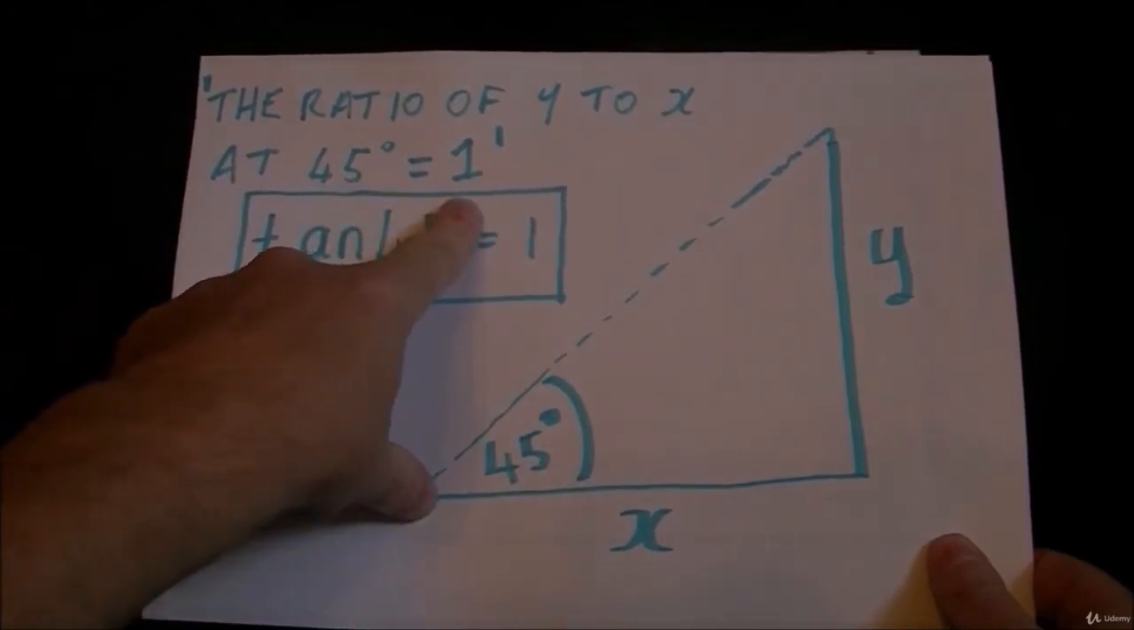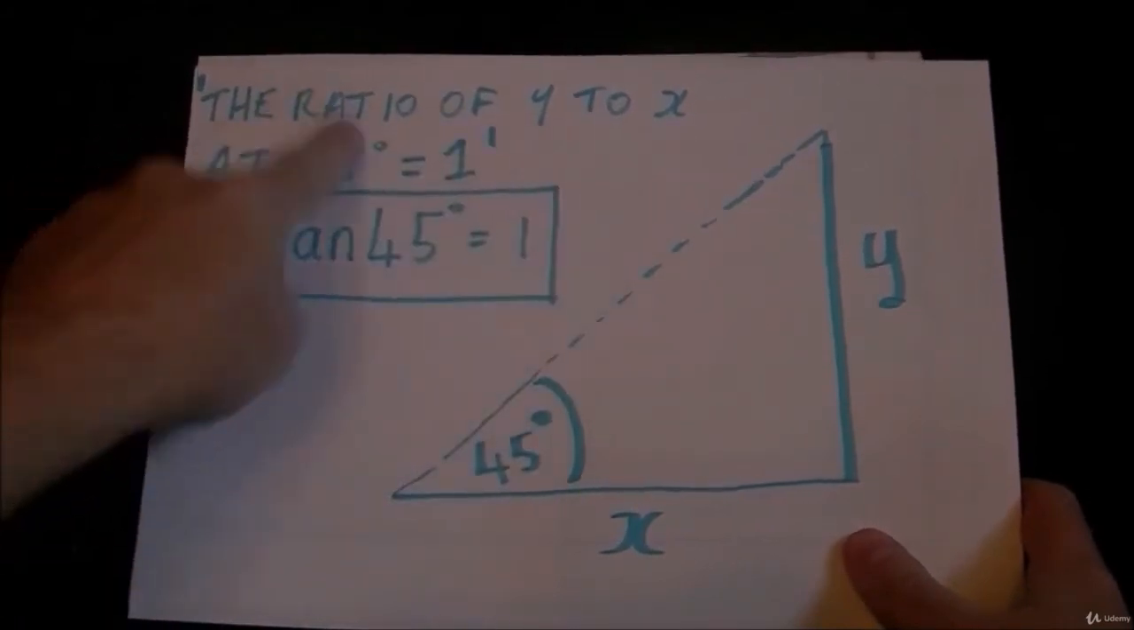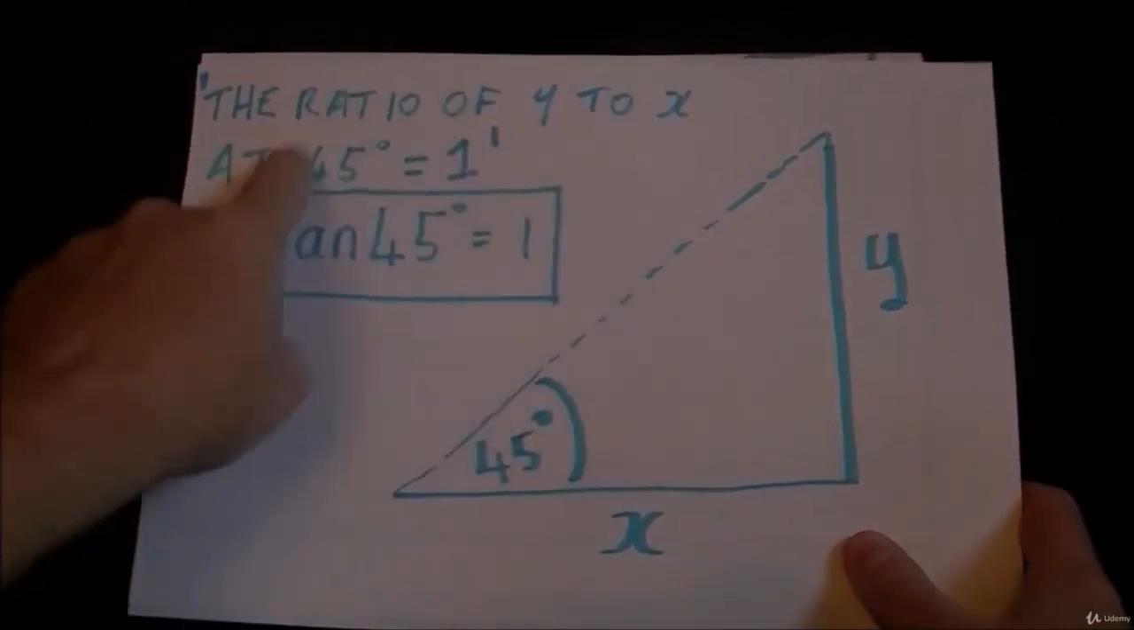Now, we don't want to just endlessly write the ratio of y to x at 45 degrees equals 1. Because you imagine doing lots of problems here and you're just endlessly writing that same line out, the ratio of y to x, the ratio of y to x, the ratio of y to x.